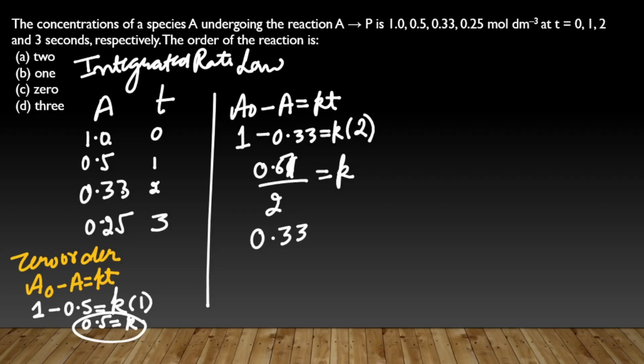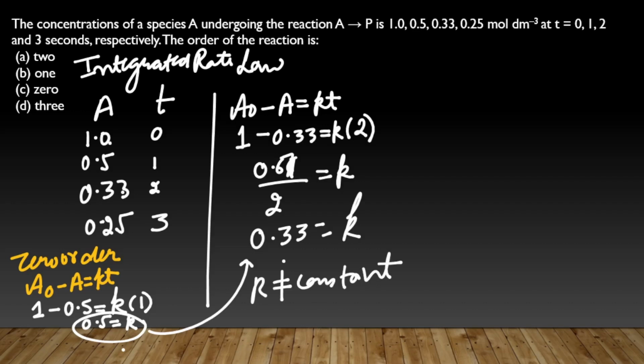So you can see one time we are getting the value as 0.5 and other time the value as 0.33. The K value is not constant. So this is not following zero order kinetics. Now check it for the second order kinetics.